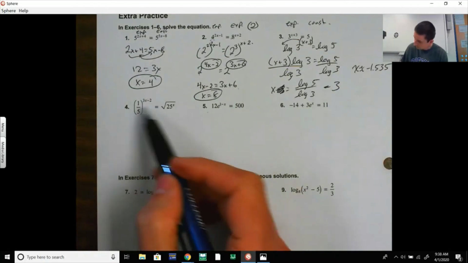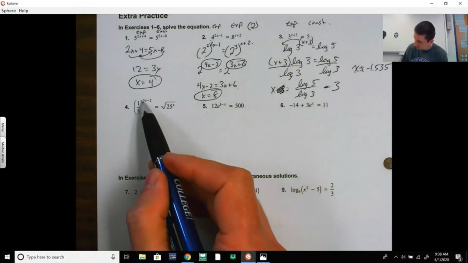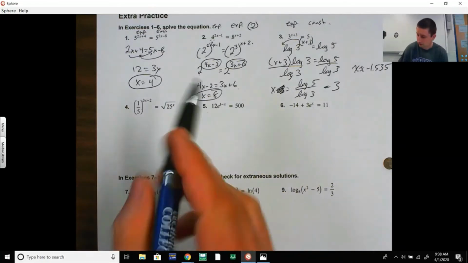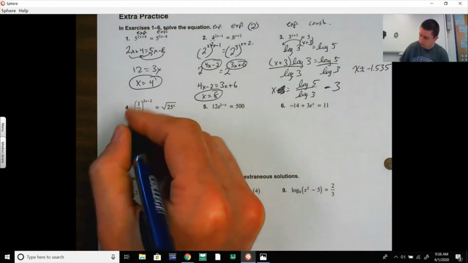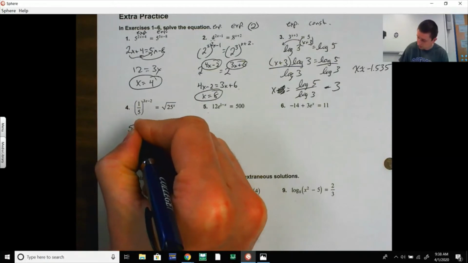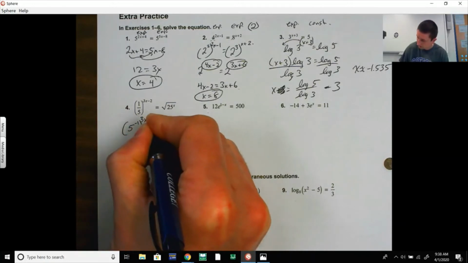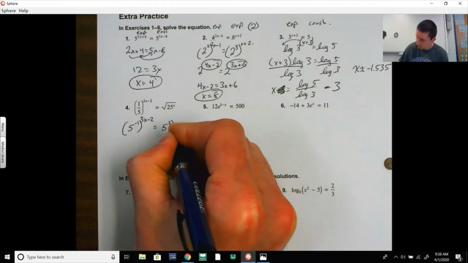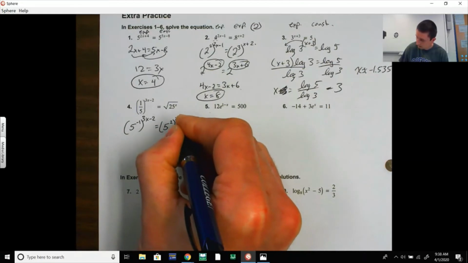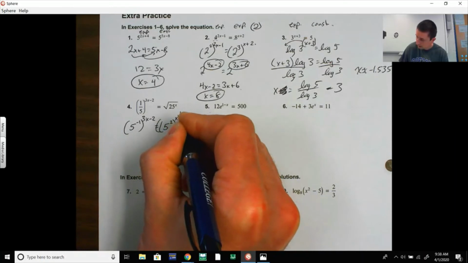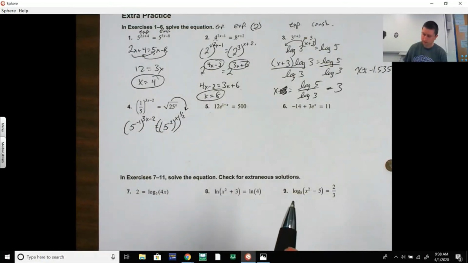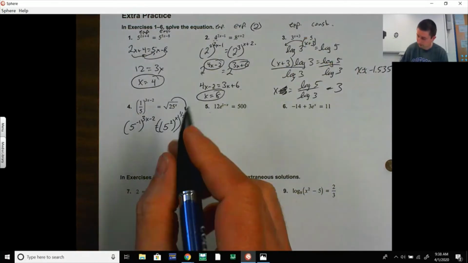Okay, number 4. Looks kind of scary, but again, you see a 5 and you see a 25. Those can be rewritten with a base of 5. 1/5, that's a reciprocal, so 5 to the negative 1 to the 3x minus 2 equals 5 squared to the x to the 1/2 power. That is the square root, is the 1/2 power. So 3 exponents in that case.